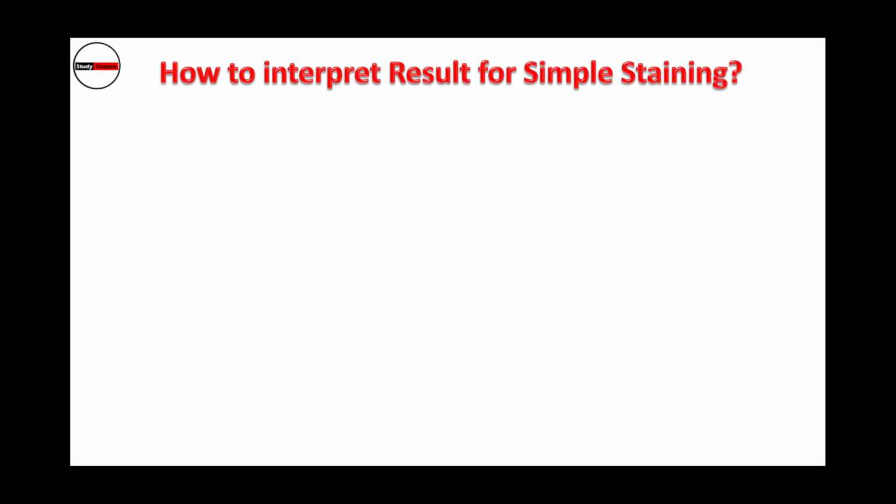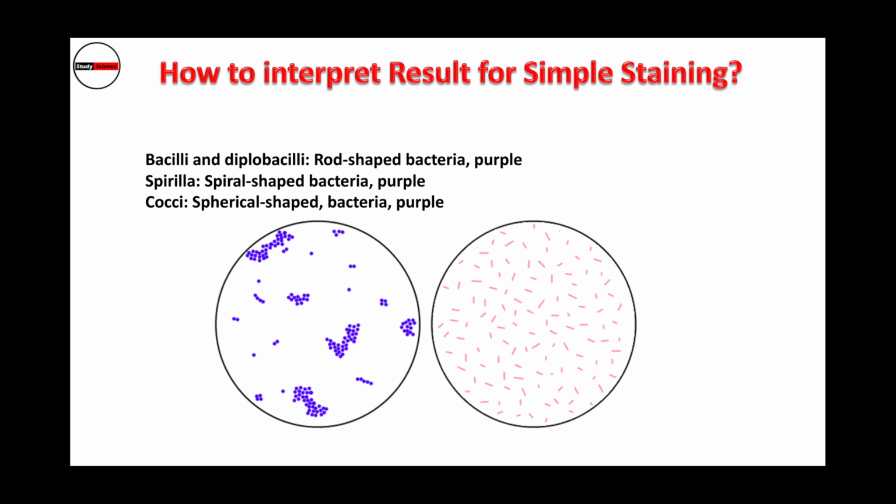How to interpret the result for simple staining? After adjusting the slide under the microscope, you can see blue colored cocci shaped bacteria if you are using methylene blue, and red colored rod shaped bacteria if you are using carbol fuchsin. Bacilli and diplococci rod shaped bacteria are purple, spiral shaped bacteria are purple, and cocci shaped you can see in the diagram how they are arranged. Spherical shaped bacteria are purple.